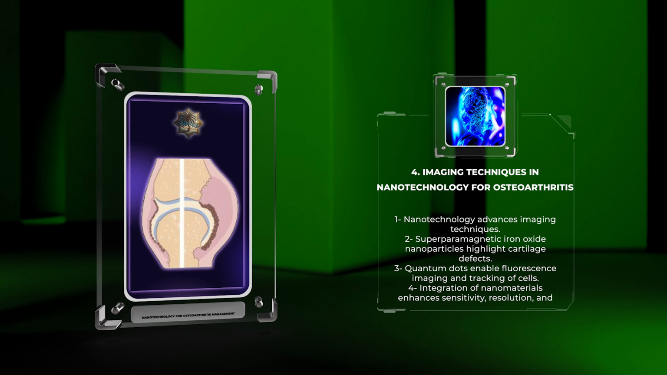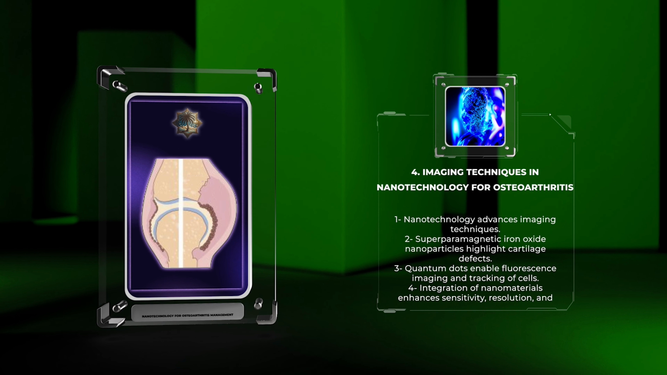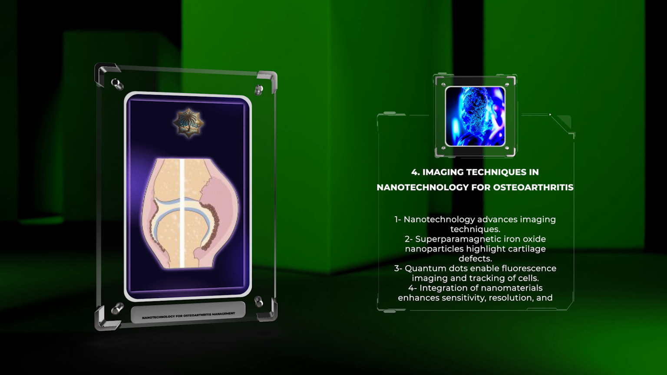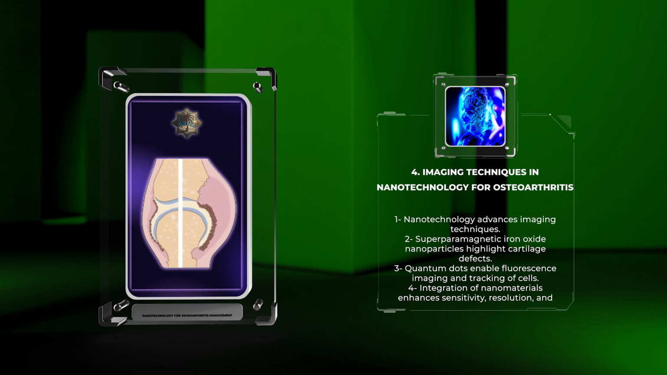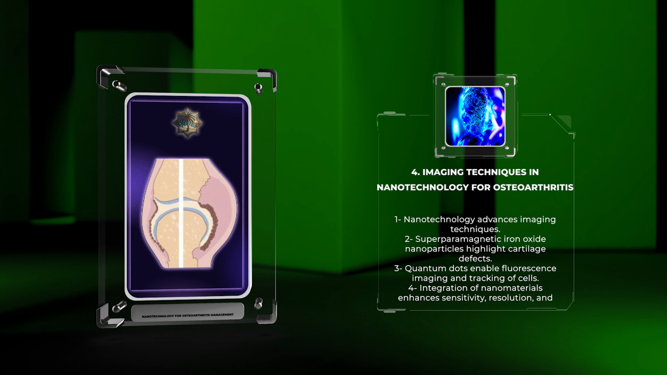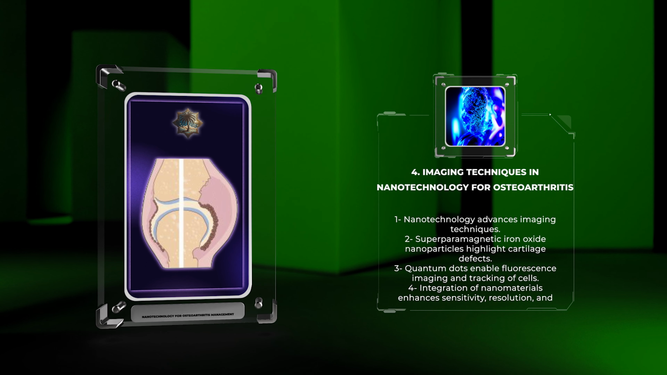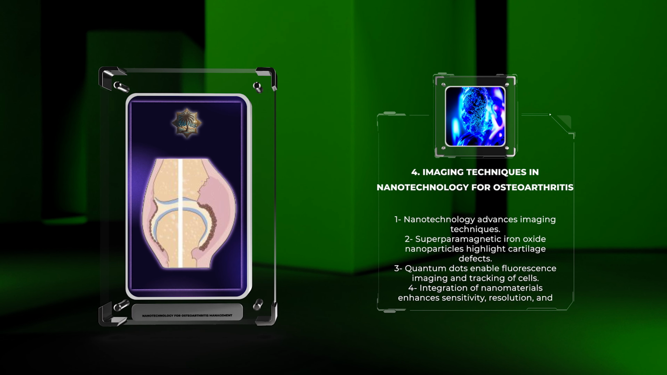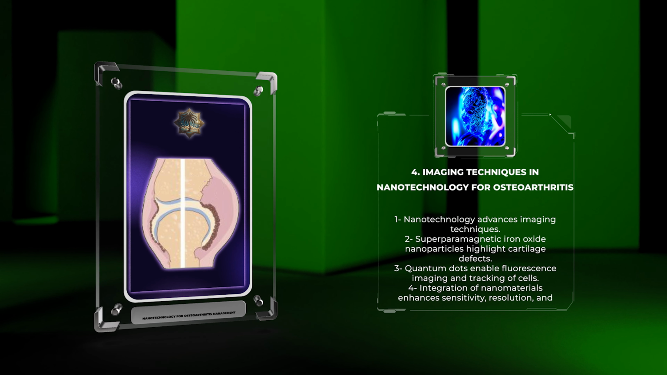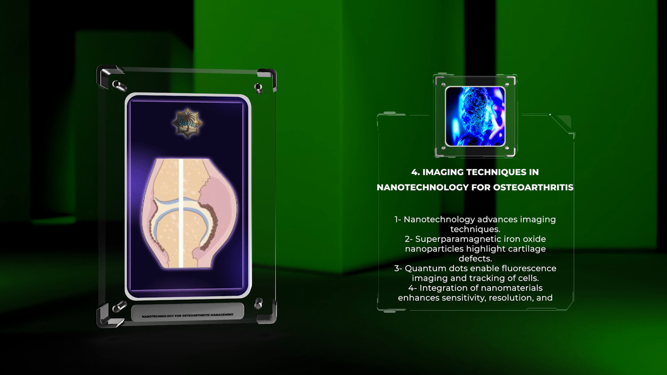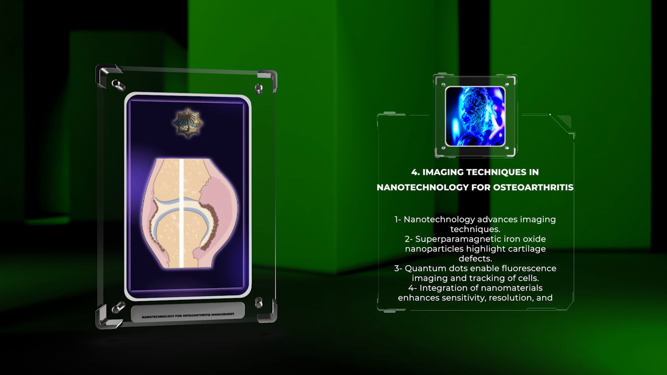Nanotechnology has significantly advanced imaging techniques, enabling enhanced visualization of joint structures, cartilage integrity, and disease progression. Superparamagnetic iron oxide nanoparticles, for example, can serve as contrast agents in magnetic resonance imaging, MRI, to highlight cartilage defects. Quantum dots, semiconductor nanocrystals with unique optical properties, have demonstrated potential for fluorescence imaging and tracking of specific cells involved in osteoarthritis pathology.